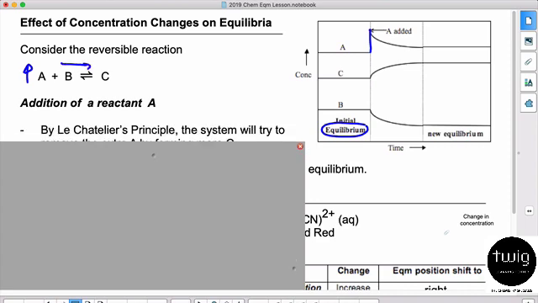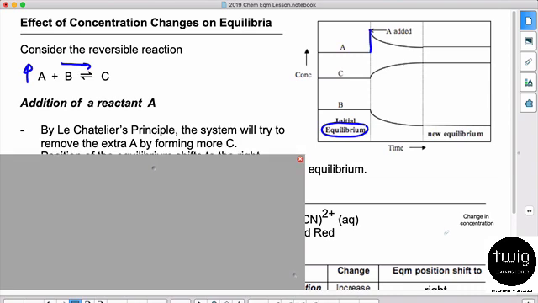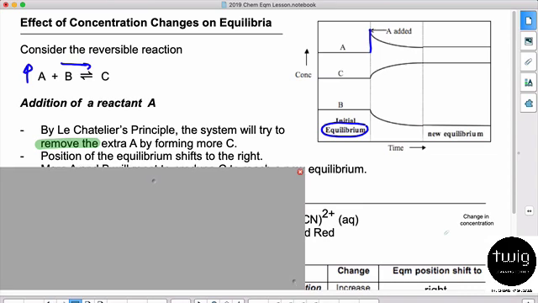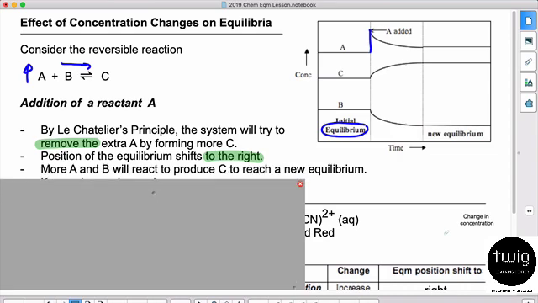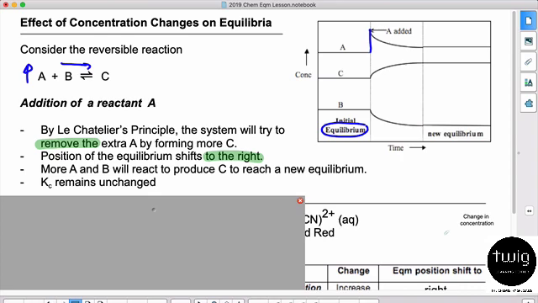So addition of A, the system will try to remove the A. Highlight, you must always explain why. How to remove the A? A must become lesser and lesser, so position of equilibrium shifts to the right. So there'll be lesser and lesser A, and then more and more C. More A and B will react to produce C, and then take note, Kc remains unchanged.